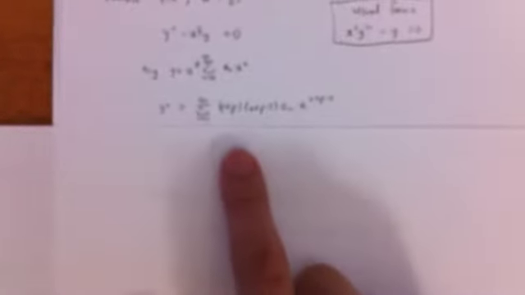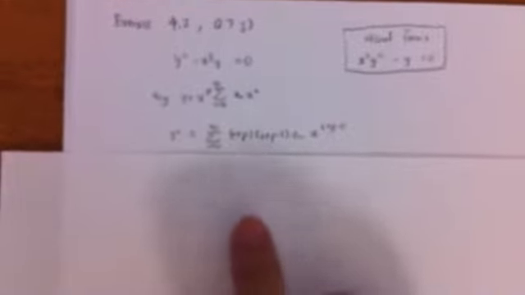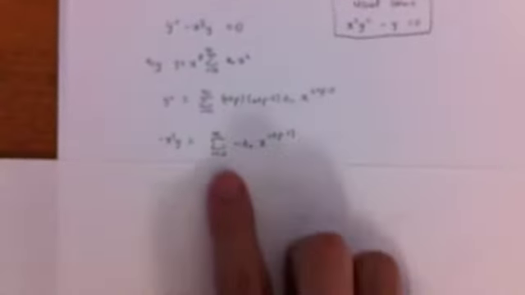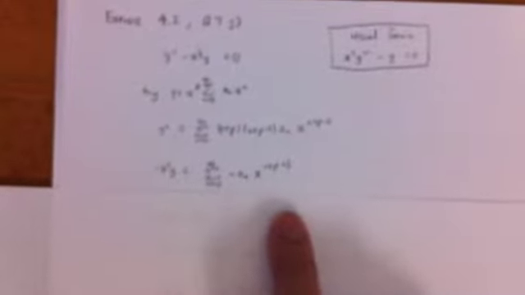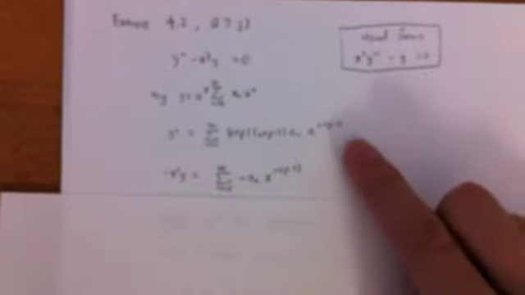So with this ansatz, we get the following value for y''. It is a summation of (n+p)(n+p-1) a_n x^(n+p-2). And for the second term, negative x^3 y, we get the following: negative a_n x^(n+p+3). But there's a problem. The powers of x do not exactly match up. Here you get n+p-2, here you get n+p+3.